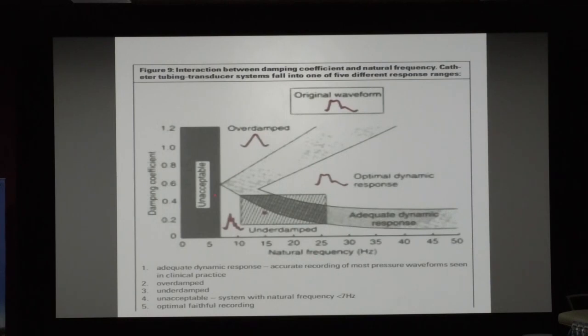So this graph is about the interaction between the damping coefficient and the natural frequency. Catheter tubing transducer systems fall into one of 5 categories. First is the unacceptable category. Any system with less than 7 Hertz is definitely unacceptable to us. Any damping coefficient that crosses more than 8 becomes overdamped. Any damping coefficient that is less than 0.4 or 0.5 becomes an underdamped system. There is an adequate dynamic response range, and anything that lies between is an optimal dynamic response.